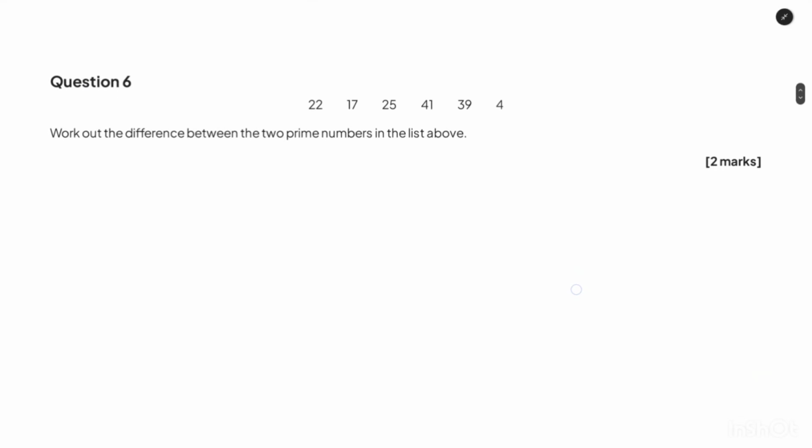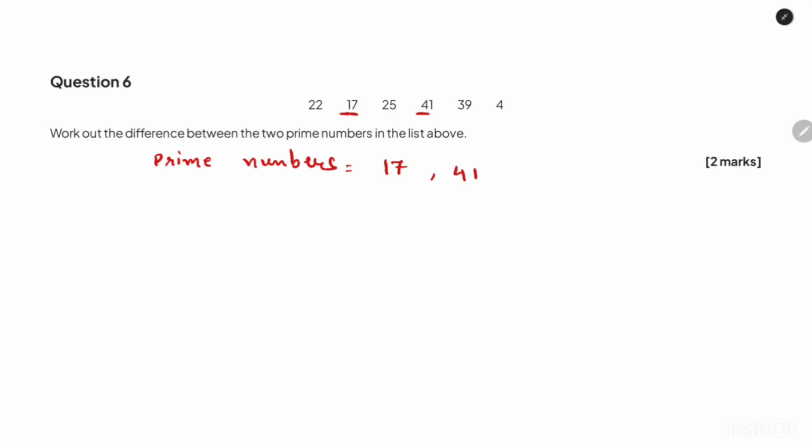Sixth one. From this list, work out the difference between two prime numbers in the list above. So let me tell you first, the prime numbers from this list are 17 and then 41. Both are the prime numbers. Others all are composite numbers. Now I want to find the difference between them.